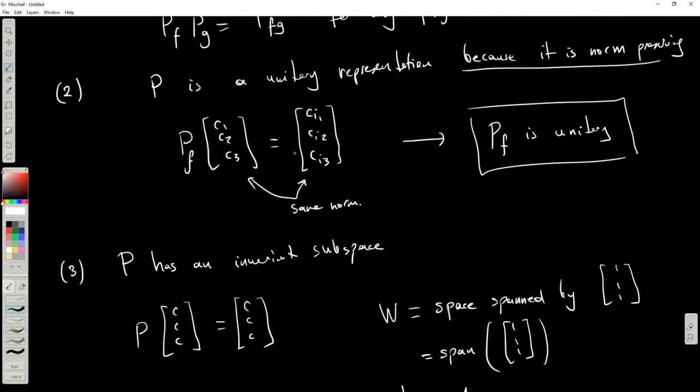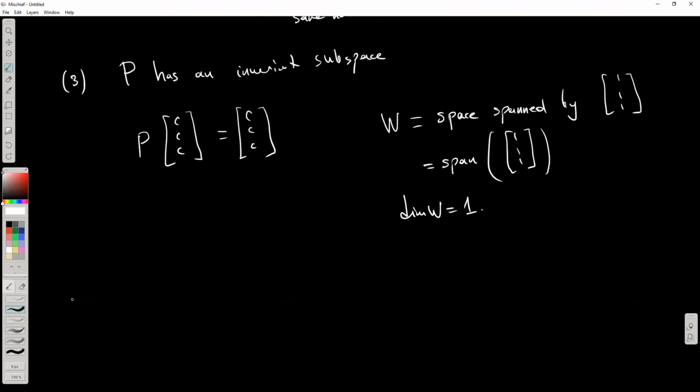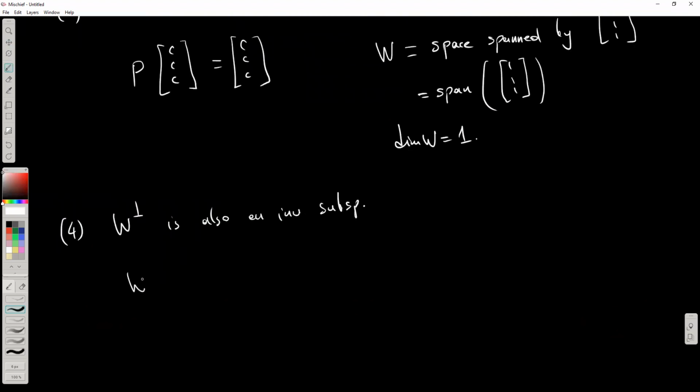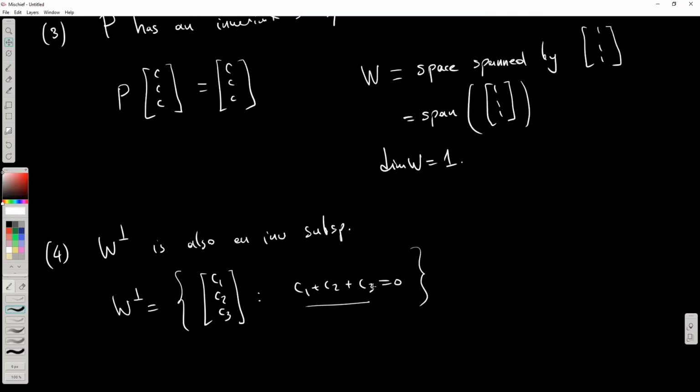So since P is unitary and it has an invariant subspace, we can easily see that the orthogonal complement is also, so W perp is also an invariant subspace. Okay, so let's remember what W perp is. Basically, these are the set of vectors C1, C2, C3, where the sum of these three coefficients is equal to 0. Because that's basically the dot product of this vector with that vector. I'm basically multiplying the corresponding components. And if it's 0, then you get this.